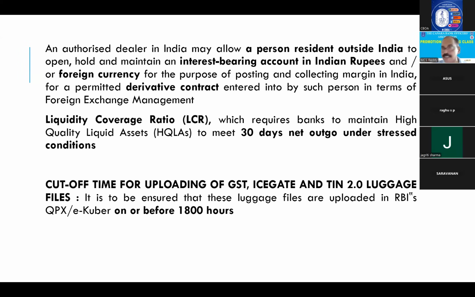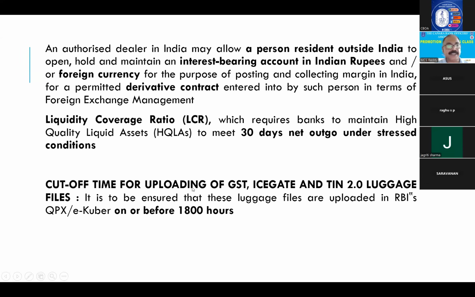High quality liquid assets divided by your 30 days outflow. Next, cut-off time for uploading of GST IGST, ICEGATE and TIN. These are nothing but government revenues. We are collecting government revenues and we are sending them to the Nagpur cell, government cell, through various procedures. So at the time you have collected, you have to upload the details.